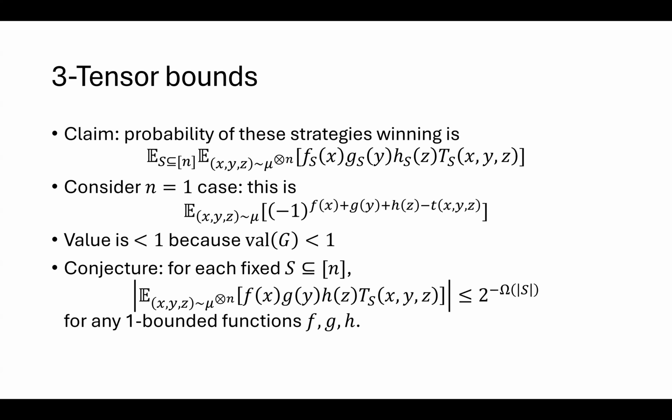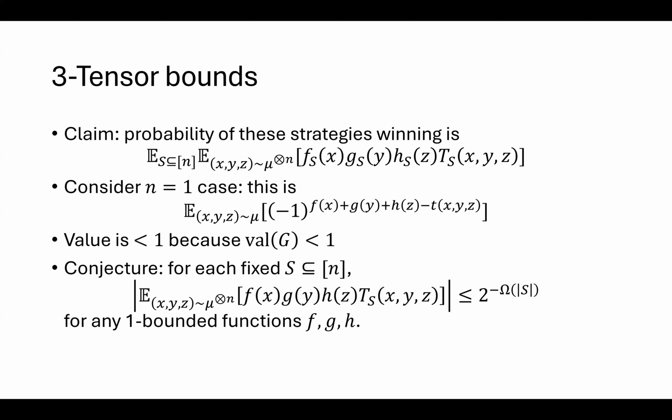Okay? This leads to the following very natural conjecture. For each fixed S, the expectation over (x, y, z) in mu of f(x), g(y), h(z), t_S(x,y,z) is at most 2 to the minus omega of size of S, for any one-bounded functions f, g, h.